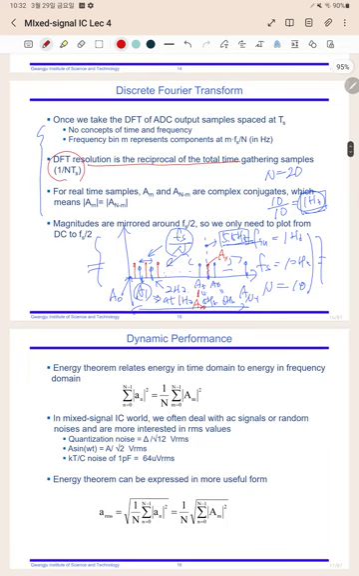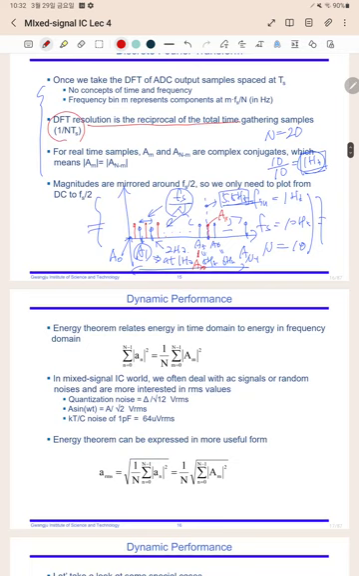So the next thing we discussed last time is that we understand the DFT resolution, then what we need to understand is the energy theorem. Either in the frequency domain or in the time domain, the signal energy doesn't change. So if you have a continuous time signal, you can define the energy of this signal, and then you sample, and also calculate the energy from these samples, and they are the same. That's what this energy theorem tells you. And then we modified this energy theorem into the RMS format. Why?